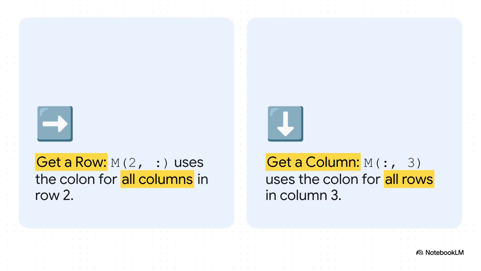Now check this out, because this is where it gets really clever. The position of that colon changes everything. If you want to get the entire second row, you specify row 2 and then put the colon in the column spot. That's M(2, :). To get the whole third column, you just flip it. Put the colon in the row spot, so M(:, 3).